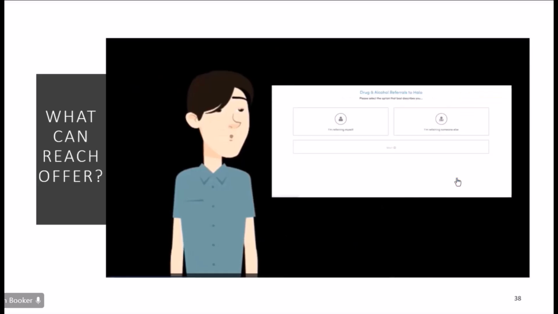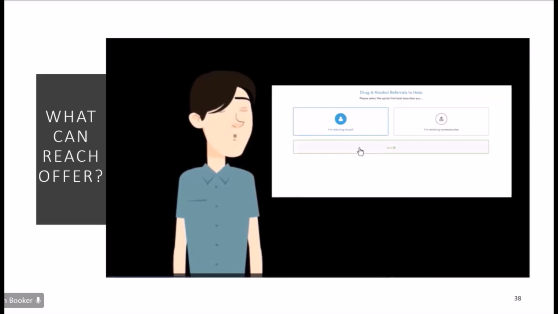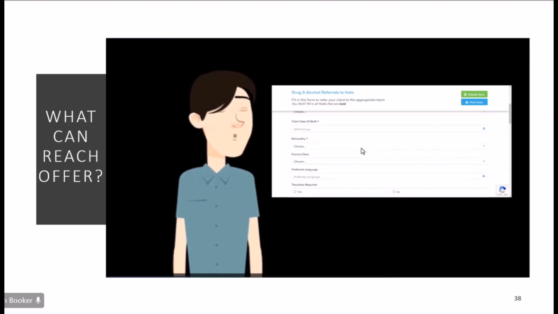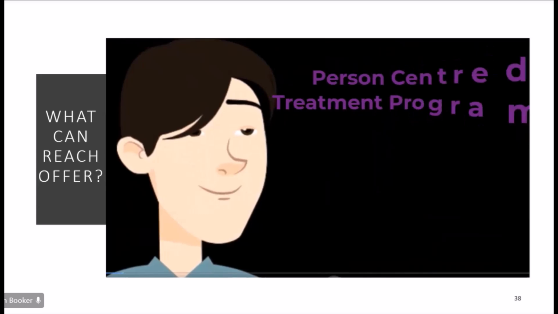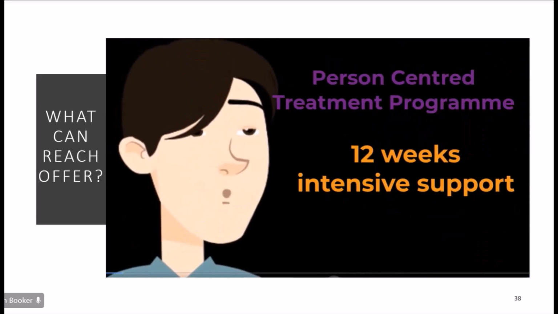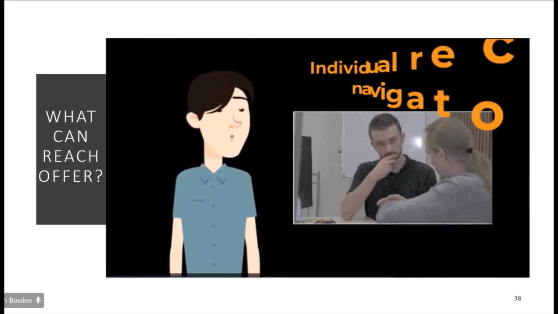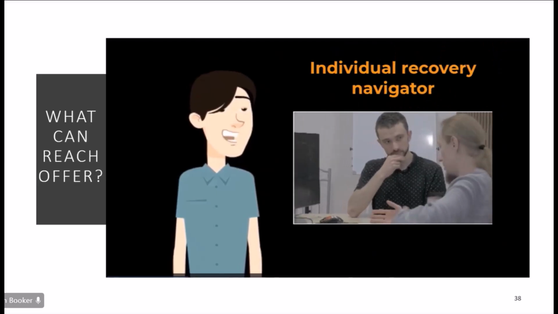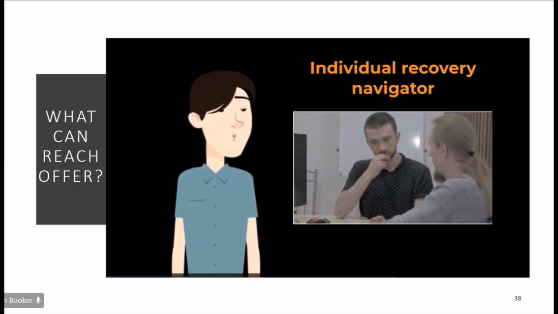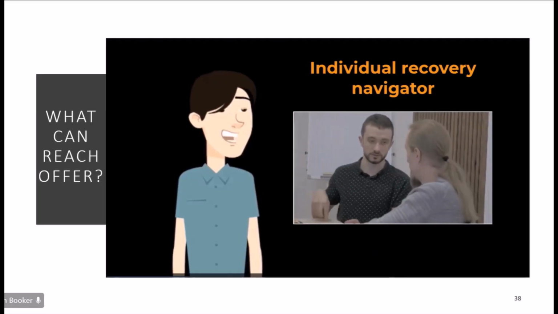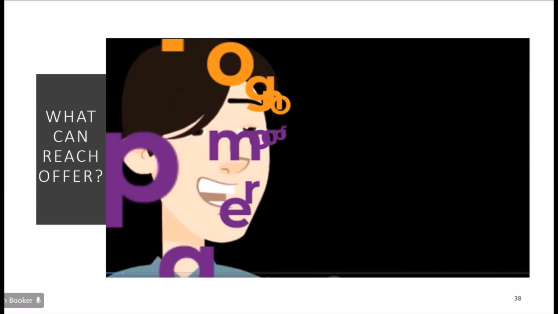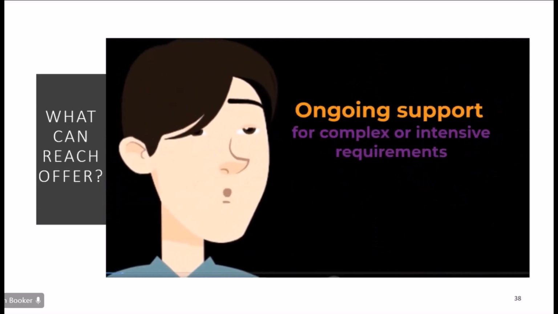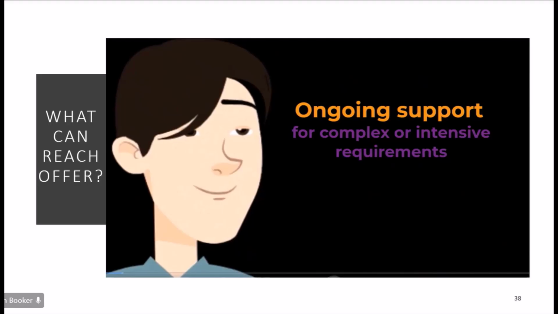When a referral is made, we do an initial assessment and risk assessment to inform a personal tailored care plan. Our client will initially be offered a person-centered treatment program of up to 12 weeks of intensive support. They will have an individual recovery navigator who will work alongside them and other services to ensure goals around substance reduction and abstinence are fully supported. For more complex or intensive requirements, the support will continue until the client is ready to be discharged.